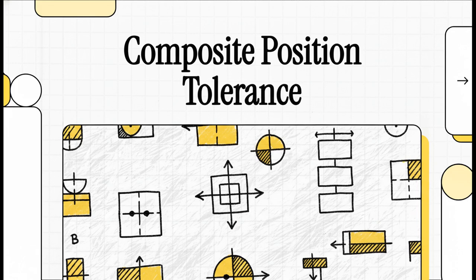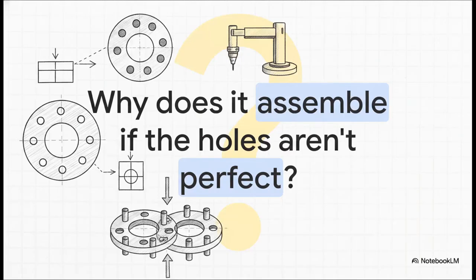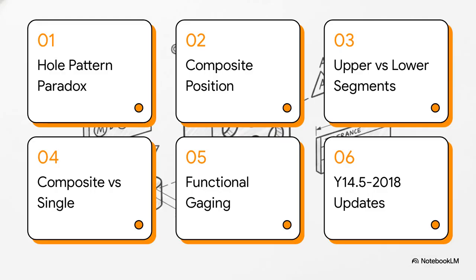We're going to completely break down composite position tolerancing. So here is the million-dollar manufacturing paradox. You've got a flange with a 6-hole bolt circle, and it drops right into its assembly. It fits perfectly. But when your quality department measures those 6 holes on a CMM using strict coordinate measurements, they fail. So why does the part still assemble correctly, even though the holes are not perfectly located relative to each other? Well, it's because a single position tolerance can control overall location, but it can't always intelligently control the internal structure of a pattern.